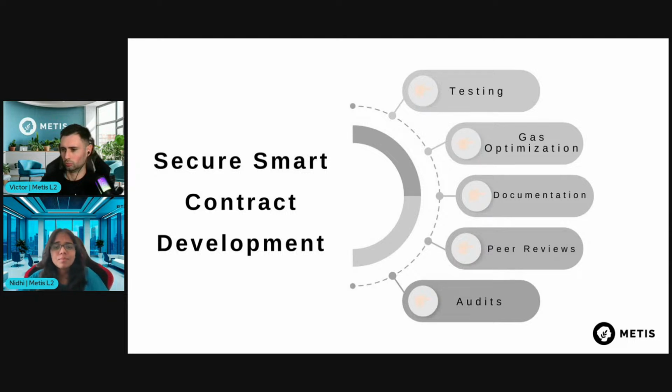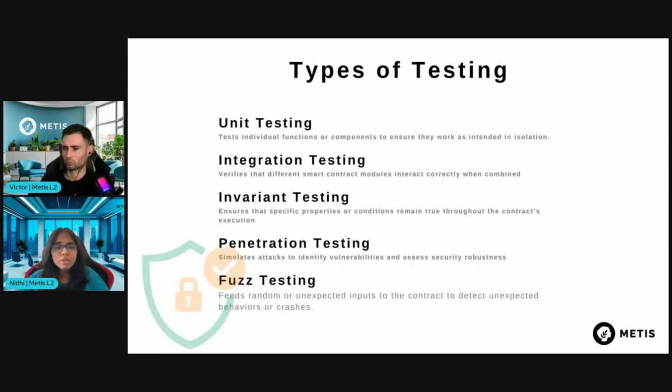I feel. And finally the audits. As we discussed earlier, audits are a must. They give you external and expert assessments of your contract security, but remember, an audit is not the end, it's part of an ongoing process. So secure development is not about doing one thing perfectly, but about doing all of these steps well and consistently. So let's check the types of testing.